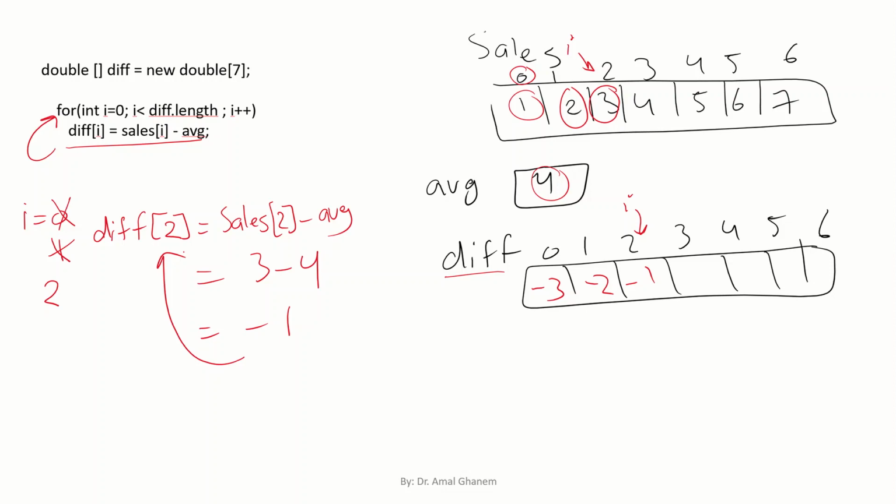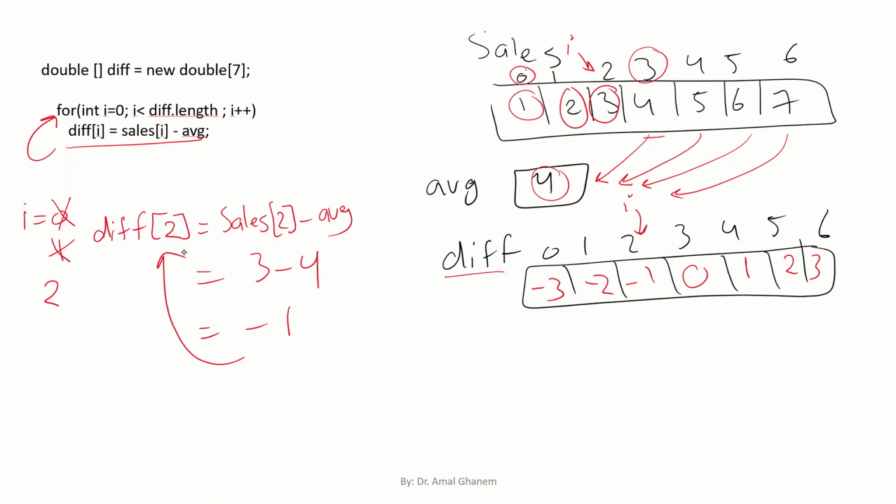And as you continue, you will always say the number in sales minus the average. So when you come to location 3, 4 minus 4 will give you 0. And then 5 minus 4 will give you 1. 6 minus 4 will give you 2. Finally, 7 minus 4 will give you 3.